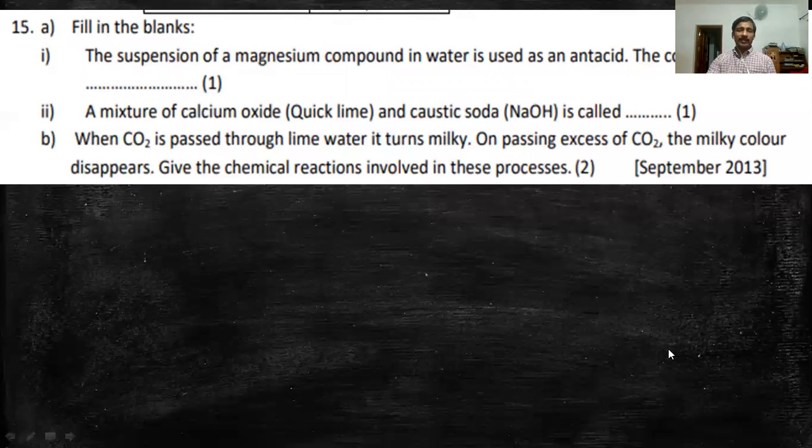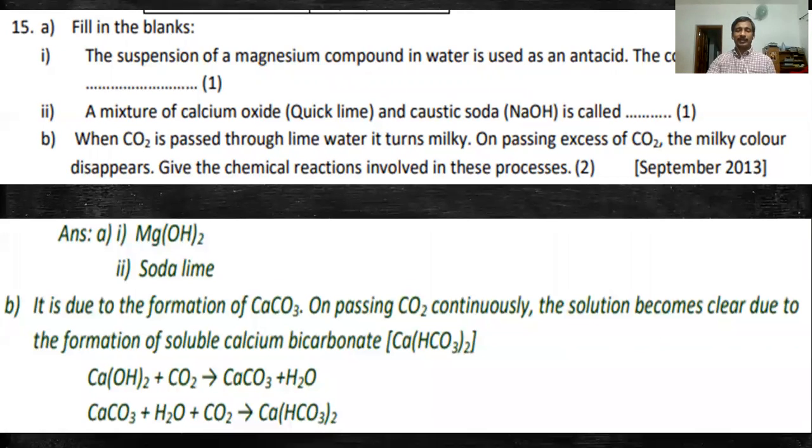Question number 15. Fill in the blanks. The suspension of magnesium compounds in water used as an antacid. The compound is magnesium hydroxide. Second, a mixture of calcium oxide, quicklime, and caustic soda, NaOH, is called soda lime. Soda lime is used in organic chemistry for decarboxylation of carboxylic acids.